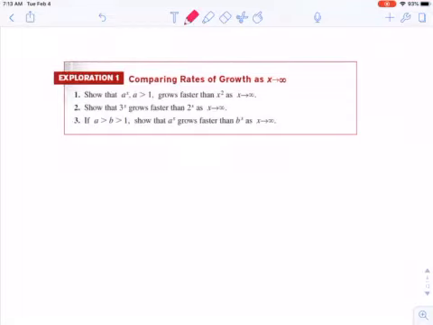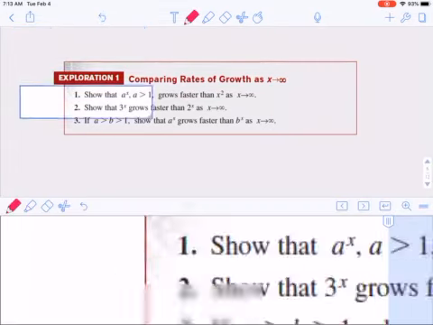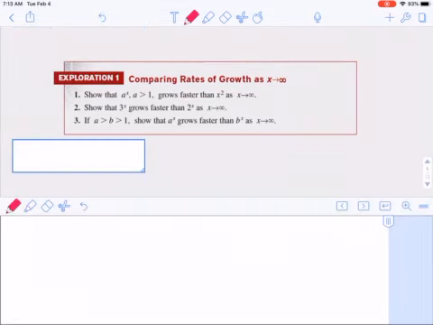All right, so we're going to do a quick exploration, and there might be various points where I ask you to pause and try things, so I think it's important for you to get a handle on what's going on. So this exploration has 3 parts.